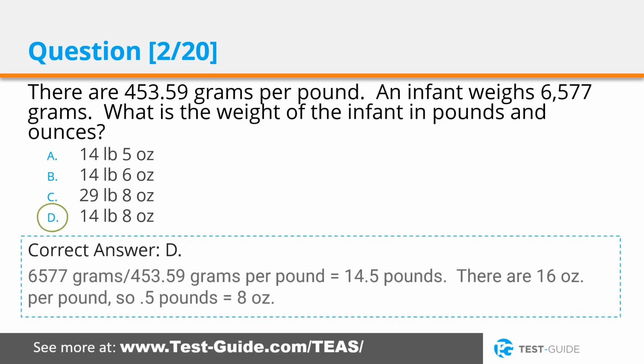Correct answer D. 6,577 grams divided by 453.59 grams per pound equals 14.5 pounds. There are 16 ounces per pound, so 0.5 pounds equals 8 ounces.